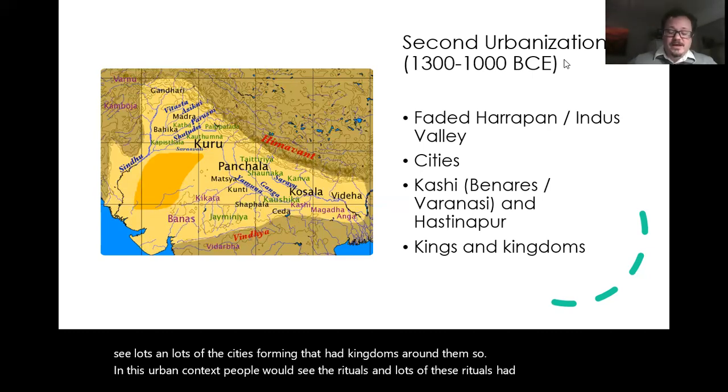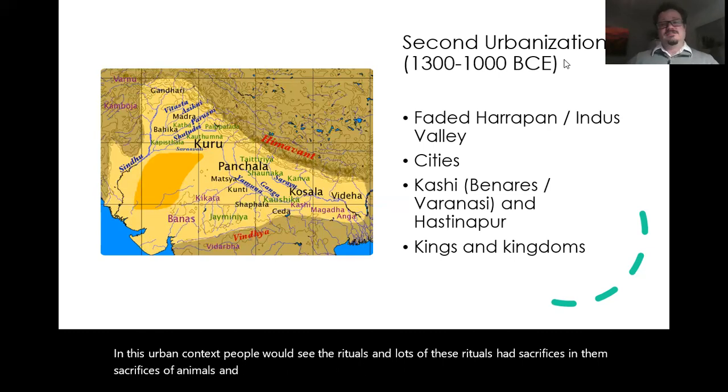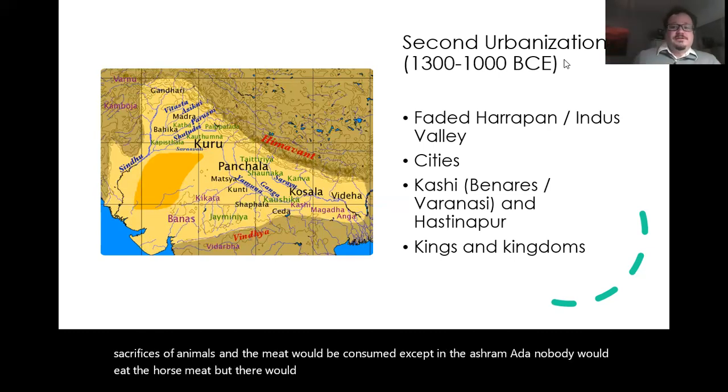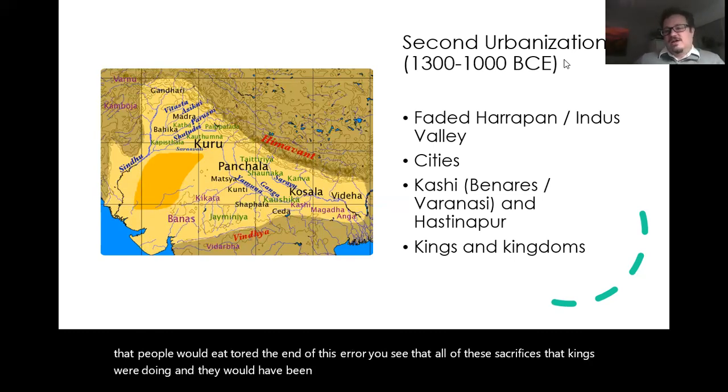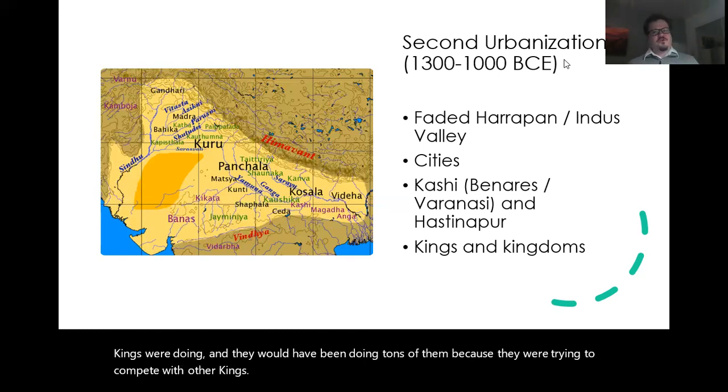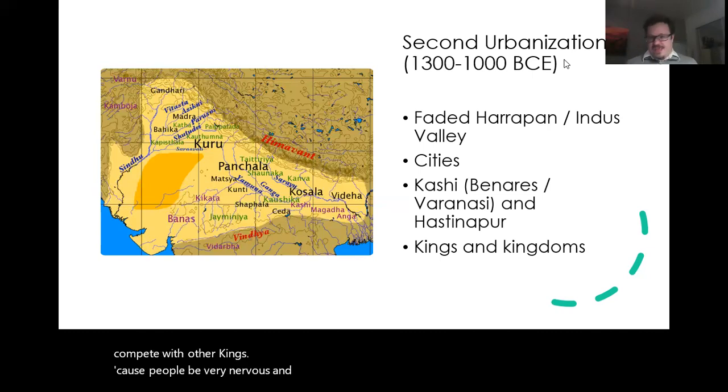sacrifices of animals, and the meat would be consumed, except in the Ashvamedha. Nobody would eat the horse meat, but there would be lots of other sacrifices of cows and goats and whatnot that people would eat. Toward the end of this era, you see that all of these sacrifices that kings were doing, and they would have been doing tons of them because they were trying to compete with other kings, caused people to be very nervous and anxious about just all the animal slaughter that was going on.